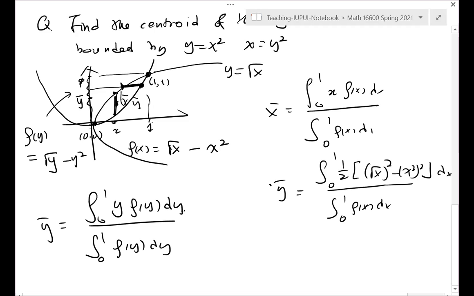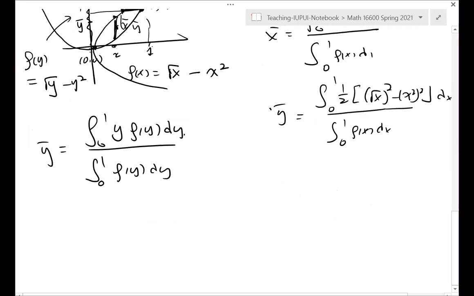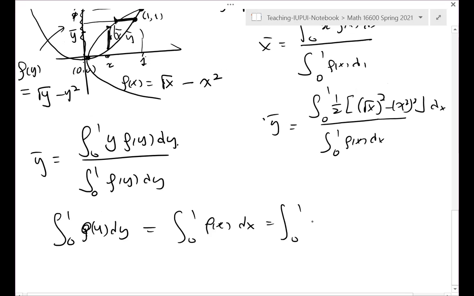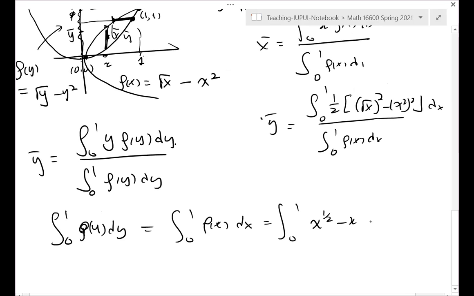And you get exactly the same result. In other words, the denominator is the same denominator. So these two integrals are always going to be the same. The integral of rho of y dy is the same as that of rho of x. If you call this one rho 1 and that one rho 2, it's not the exact same function, just with different variables. It's the integral from 0 to 1 of x to the 1/2 minus x squared dx.